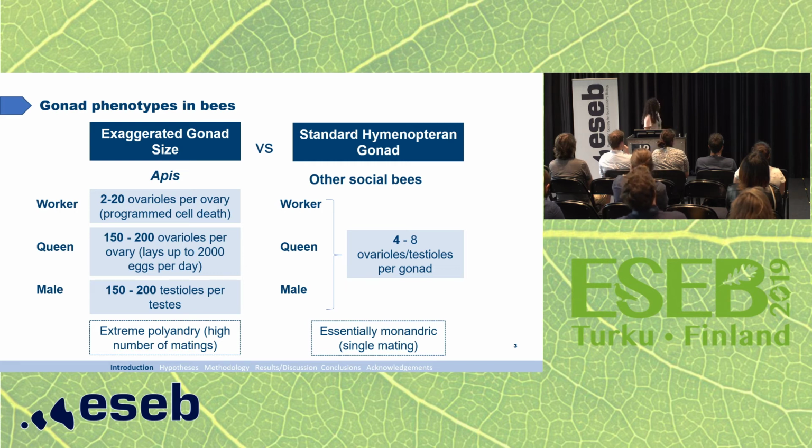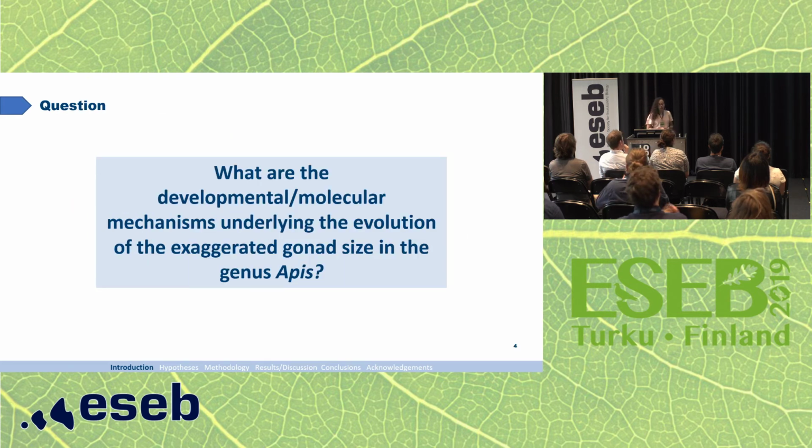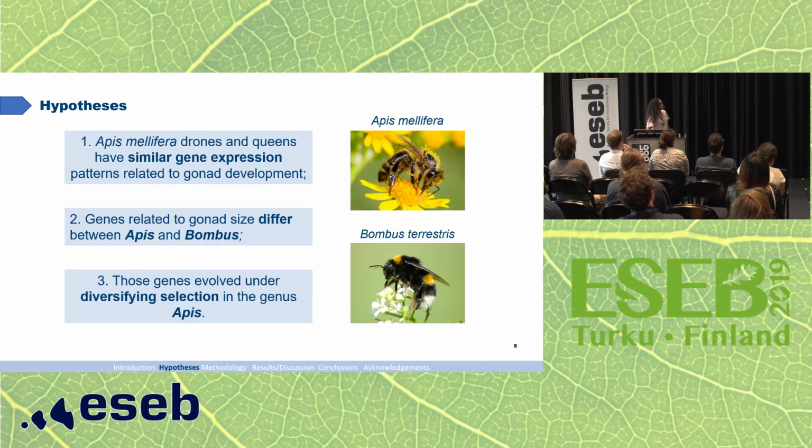So this leads me to my main question. What are the developmental molecular mechanisms underlying the evolution of this exaggerated gonad size that we see in the genus Apis? For this presentation, I have 3 main hypotheses that are distinct from each other. The first one: I expect that Apis mellifera drones and queens have similar gene expression patterns related to gonad development, as they are really similar morphologically.